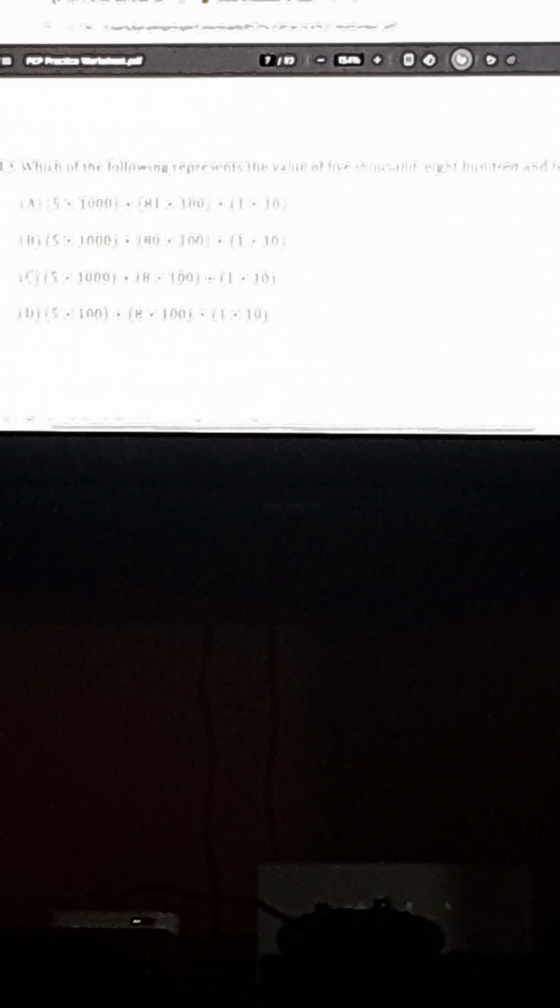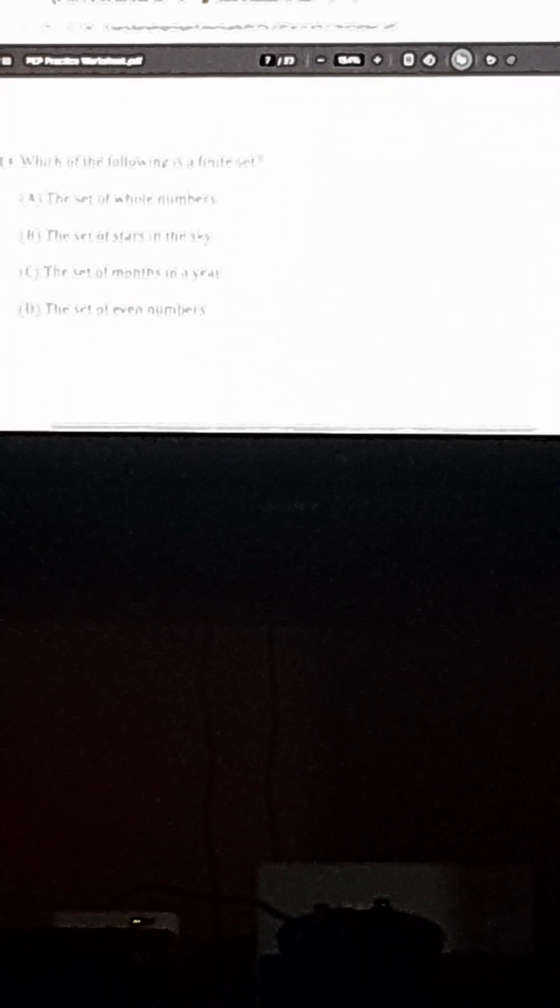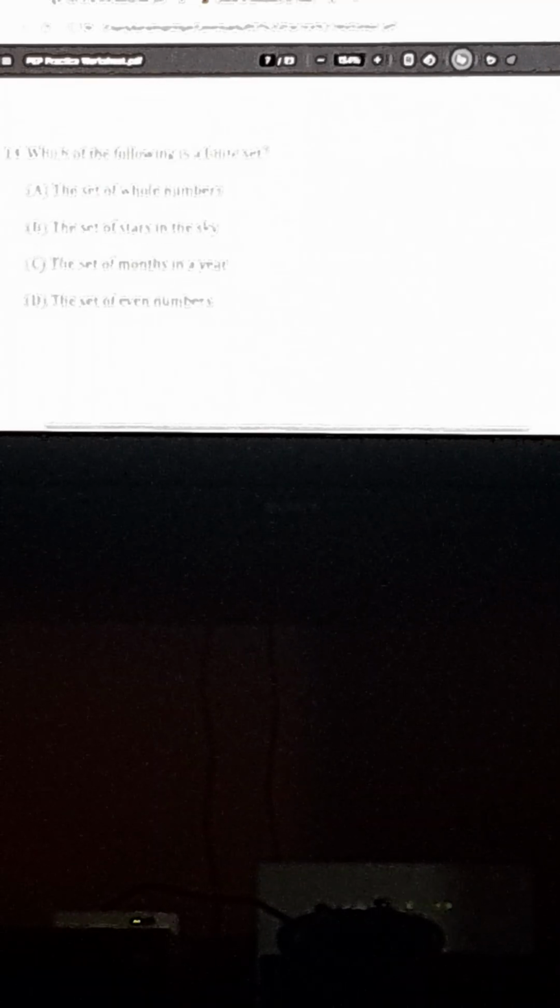Which of the following represents 5,810? Alright. 5,810. C. Oh yes, this exam is tricky. Which of the following? So far it's like a 2 troublesome questions scheme.